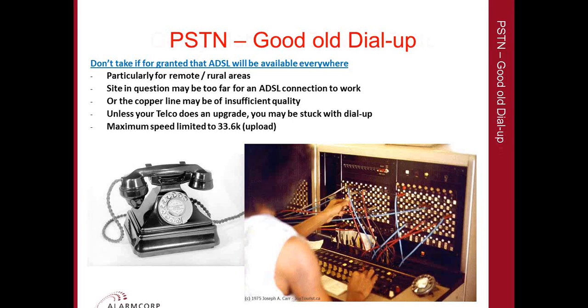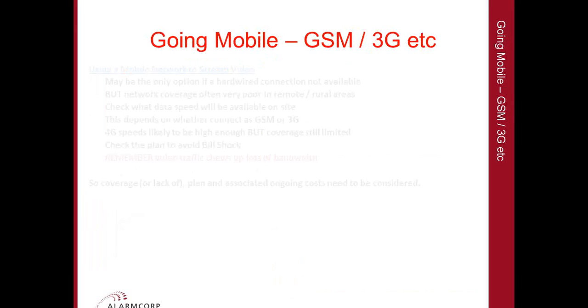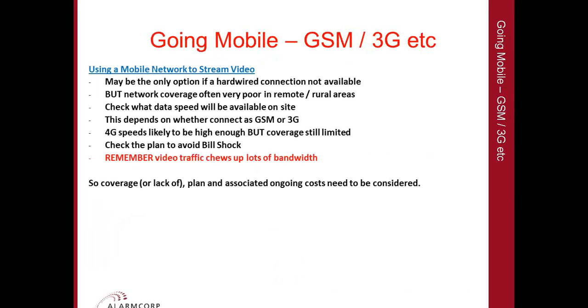Going mobile, GSM, 3G, etc. This may be the only option if a hardwired connection is not available. However, the network coverage is often very poor in remote or rural areas. So you need to check what data speed will be available on site. Now, data speed will depend on whether we can connect as GSM or 3G.